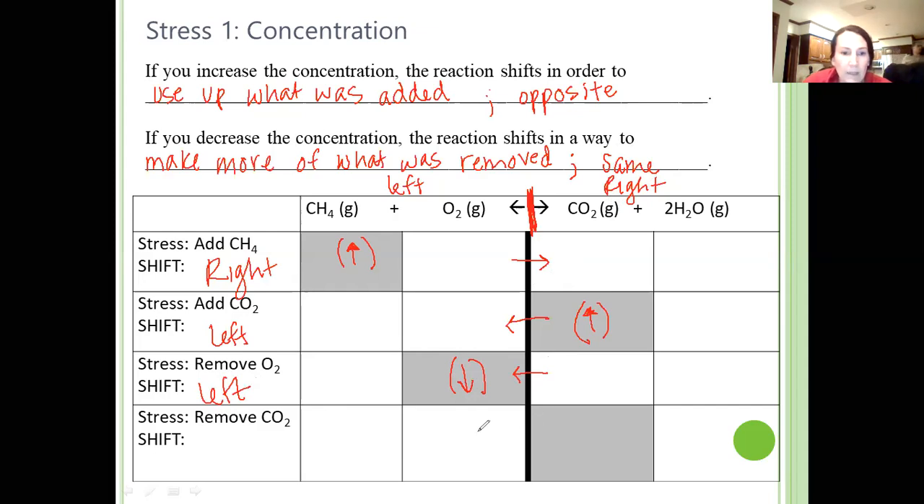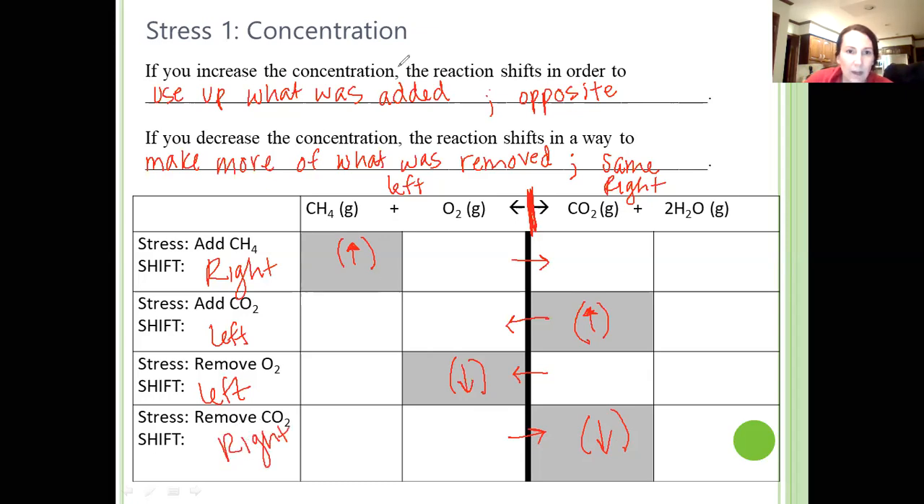Okay, and then if I remove CO2, right there, I've removed on the right, so I don't have enough stuff on the right. So I'm going to go in that direction because these two things are going to react and make more. So I'm going to shift to the right.